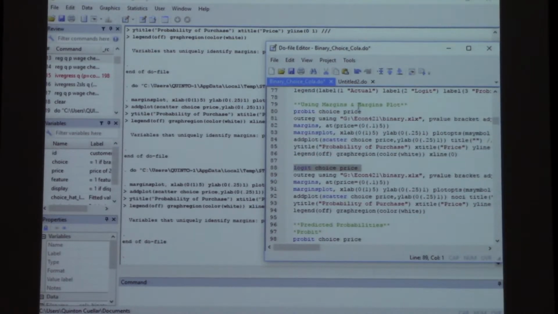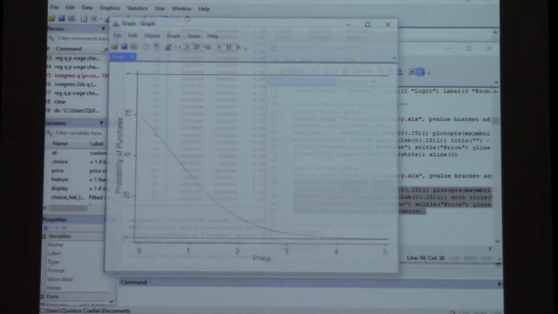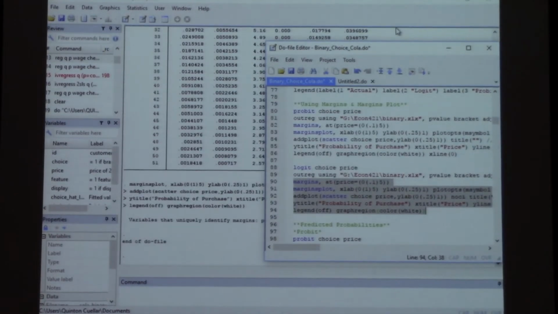Logit, again, is going to look almost identical. In fact, we know they're virtually identical. They're on top of each other. As I noted before, usually I use 1 cent increments, but these seem pretty smooth.